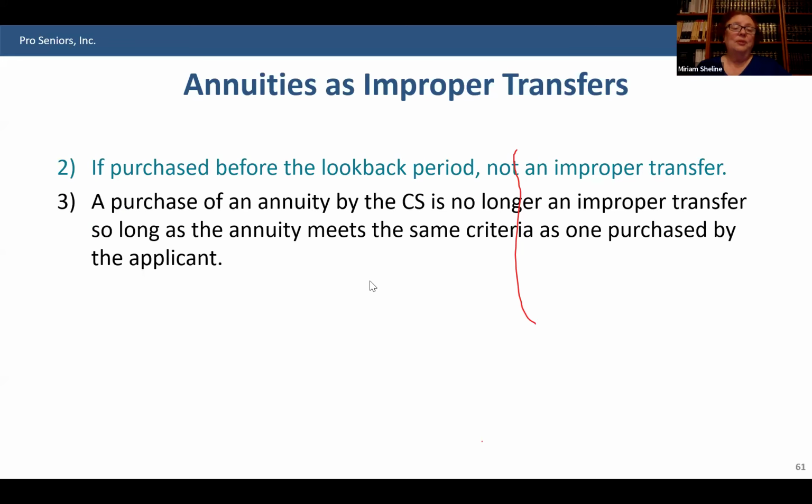Again, if it's irrevocable. If it's something where you can cancel it, there are things called variable annuities that are really sort of like retirement accounts. If you can revoke it or you can cancel it, it's still going to be countable. But if you purchase an annuity, which is irrevocable prior to the look back period, it's not going to be an improper transfer. Similarly, the community spouse can also purchase an annuity as long as the annuity meets the same criteria.